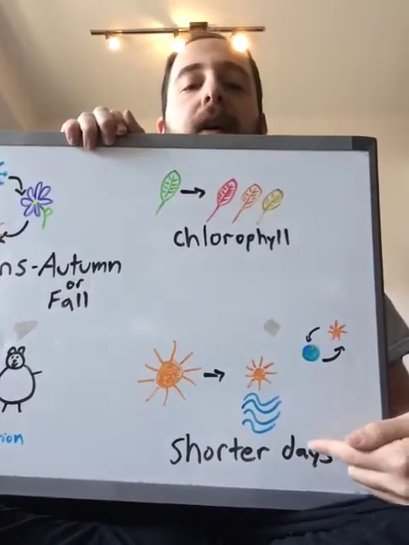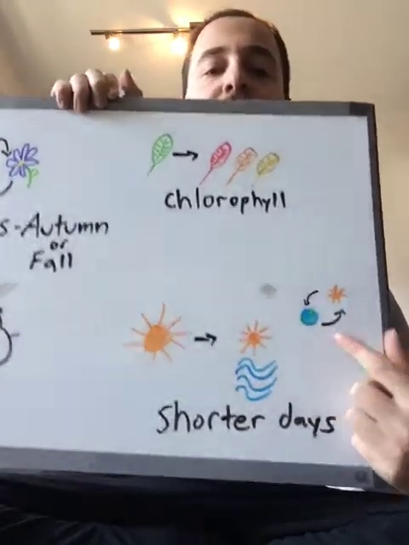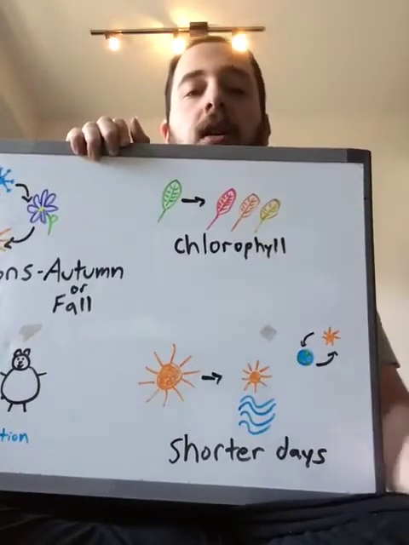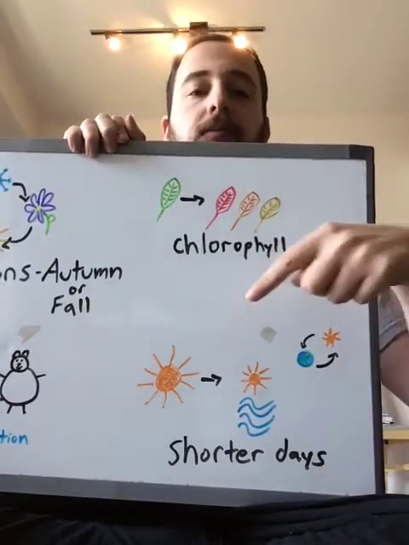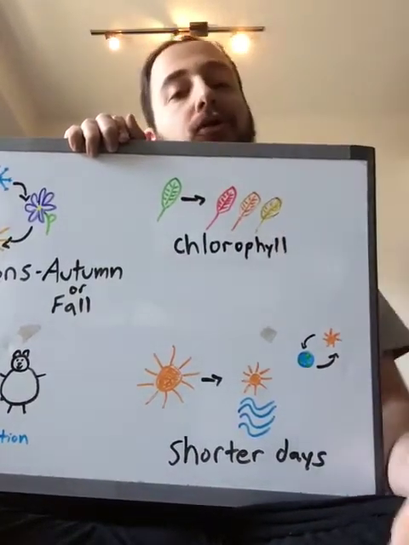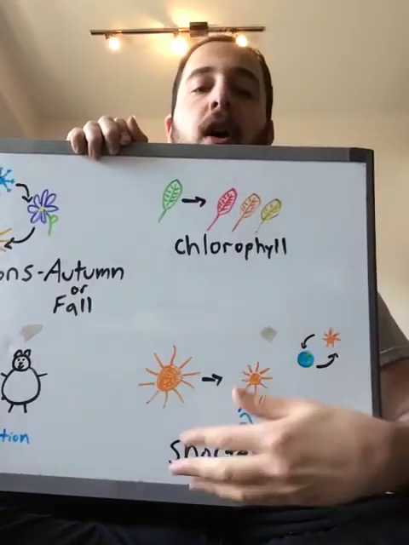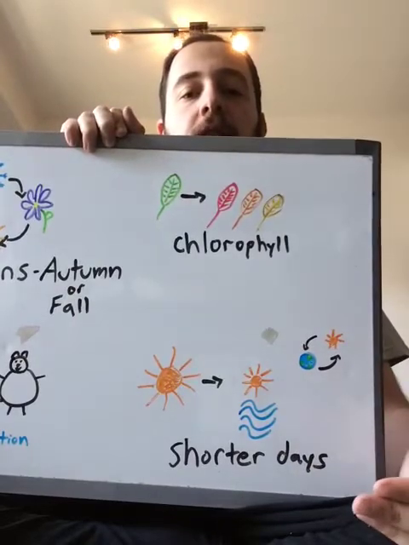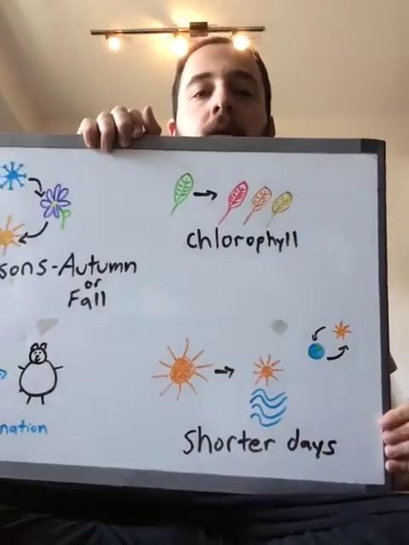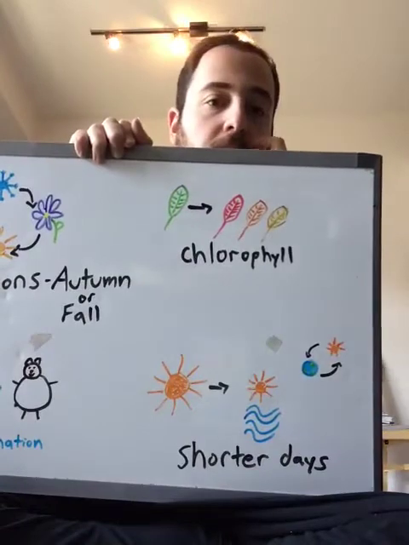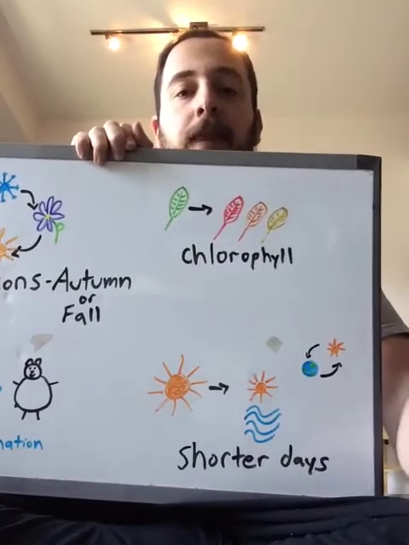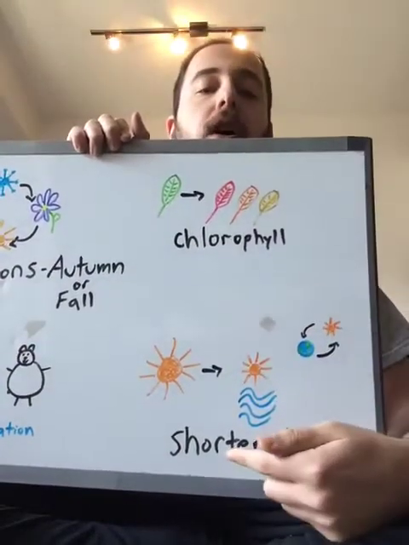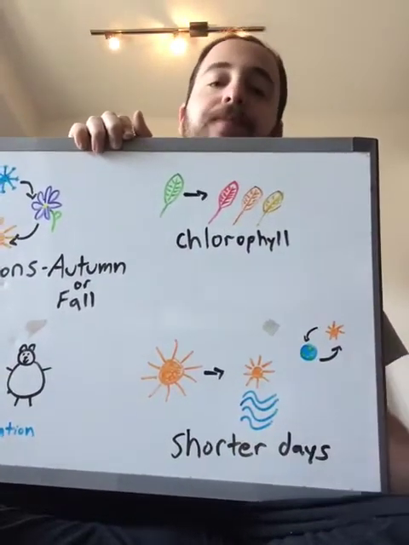Now, the reason that we have shorter days is because our planet Earth is revolving around the sun. And when our country is not so close to the sun, our days start to get shorter. There's less sunlight, more darkness. So in the summertime and the springtime, when we are much closer to the sun, there is more sunlight. So that's why in the fall, our days start to get shorter.